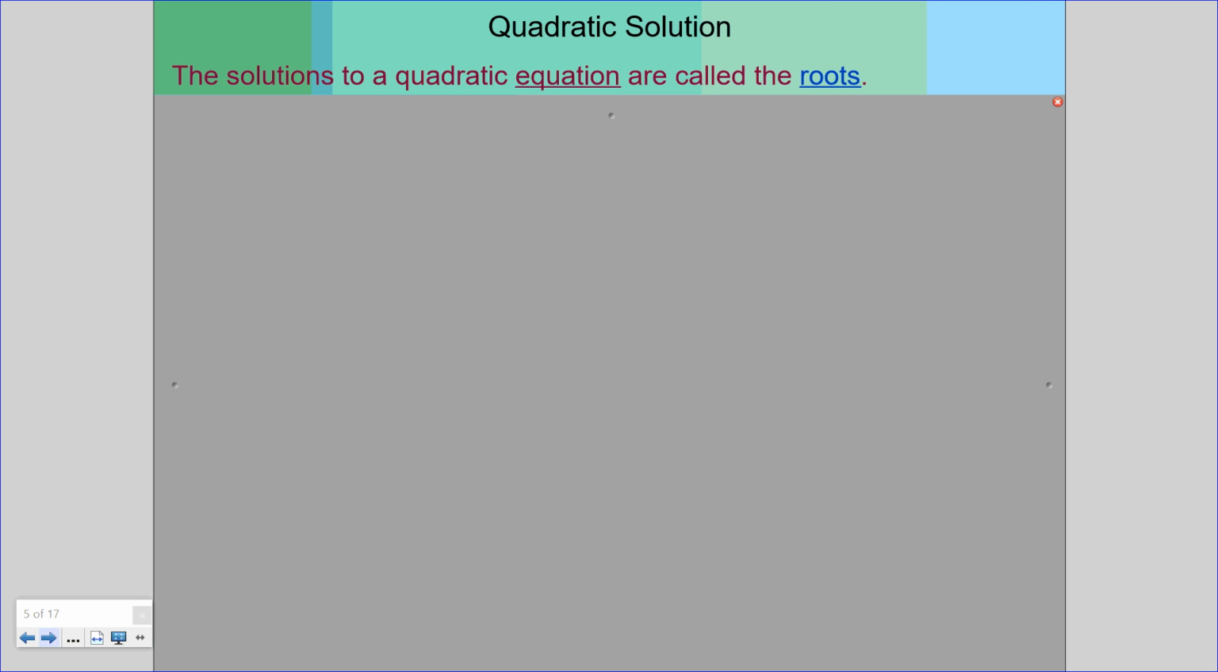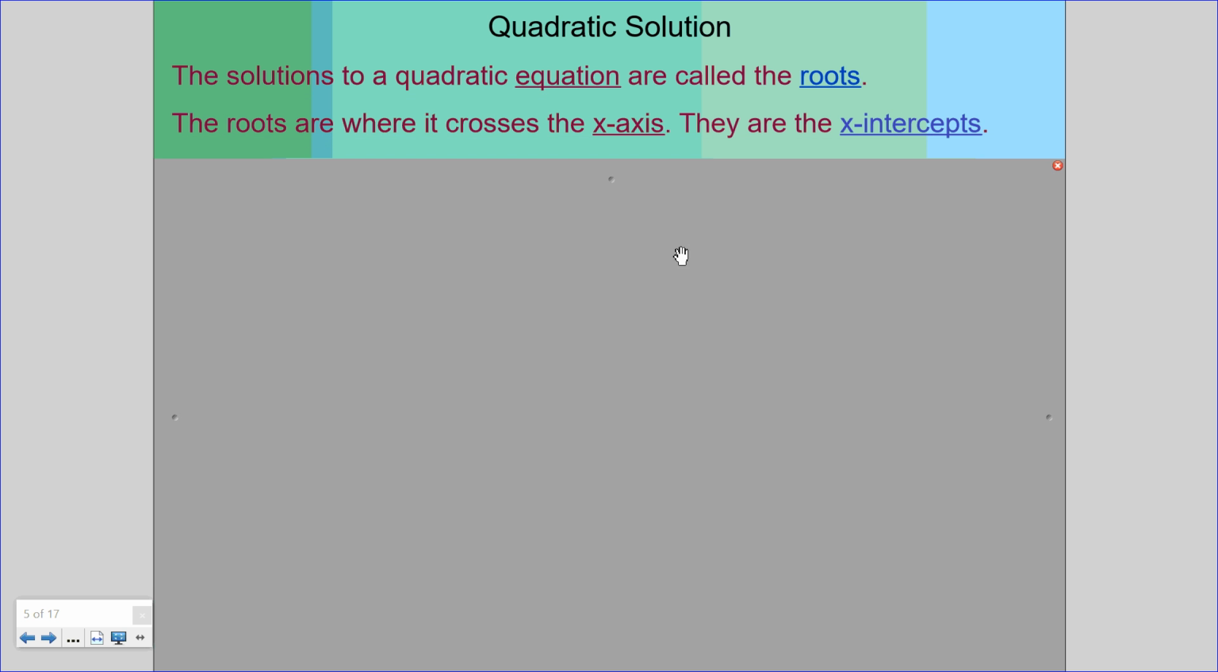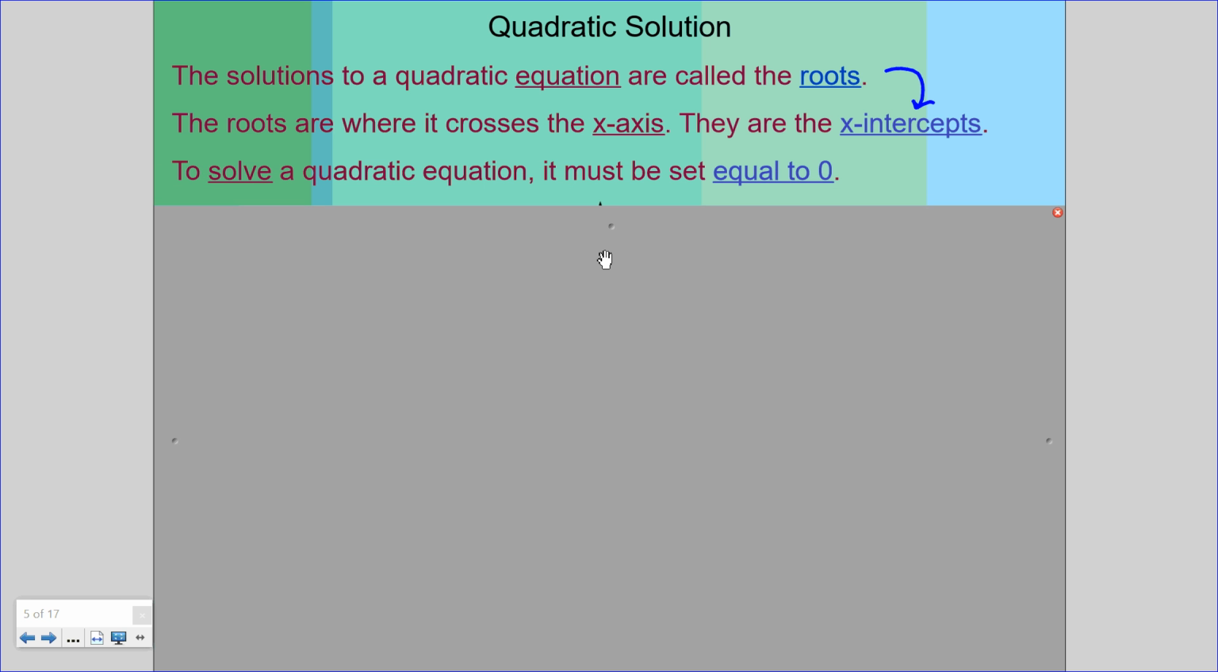Okay, so quadratic solutions. The solutions to a quadratic equation are called the roots. So this is just a little vocab we need for today. The roots are where your quadratic equation will cross the x-axis. These roots are also your x-intercepts. You can also call them x-intercepts. And in that word problem we just started out with, your roots or x-intercepts are where that ball was on the ground. So in that scenario, your roots would represent where that ball landed or started from.